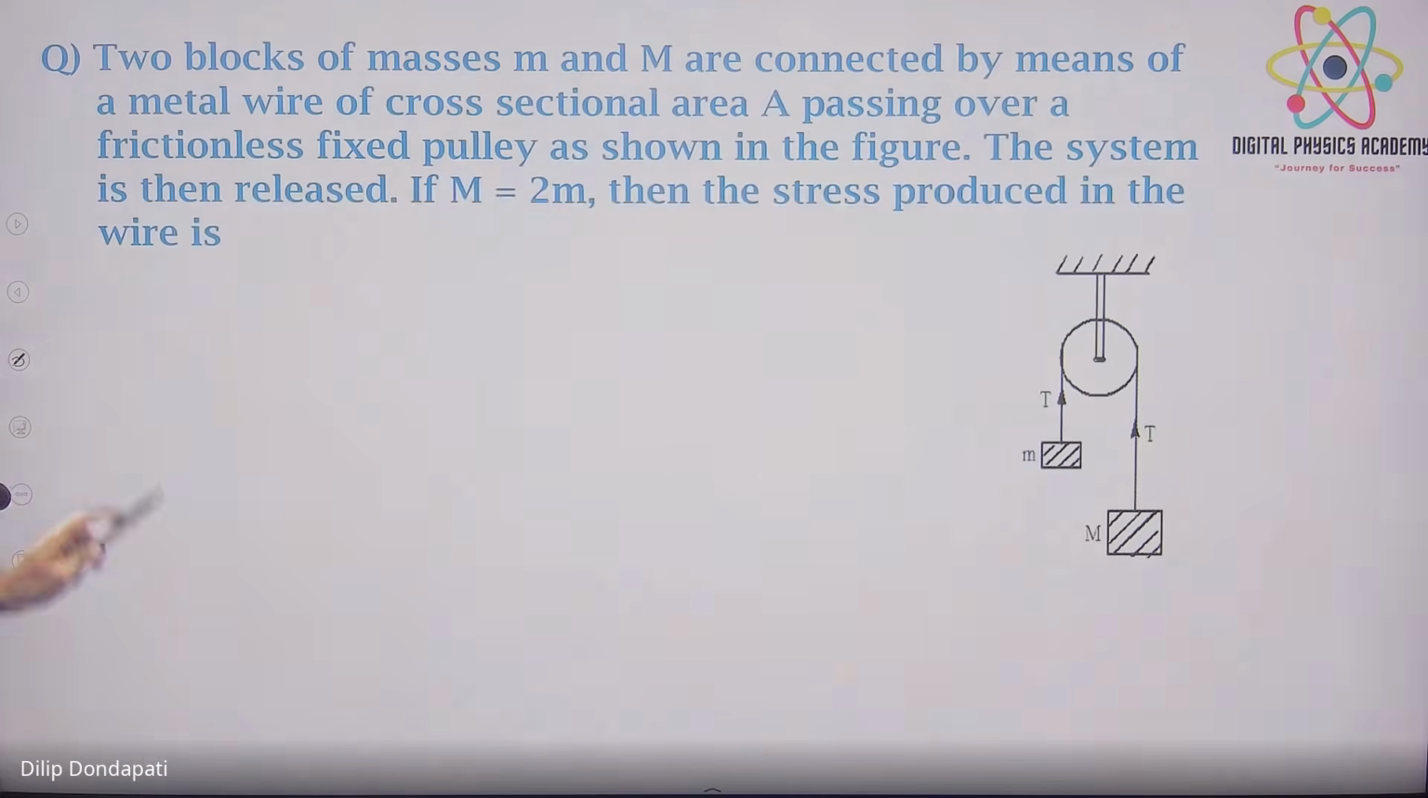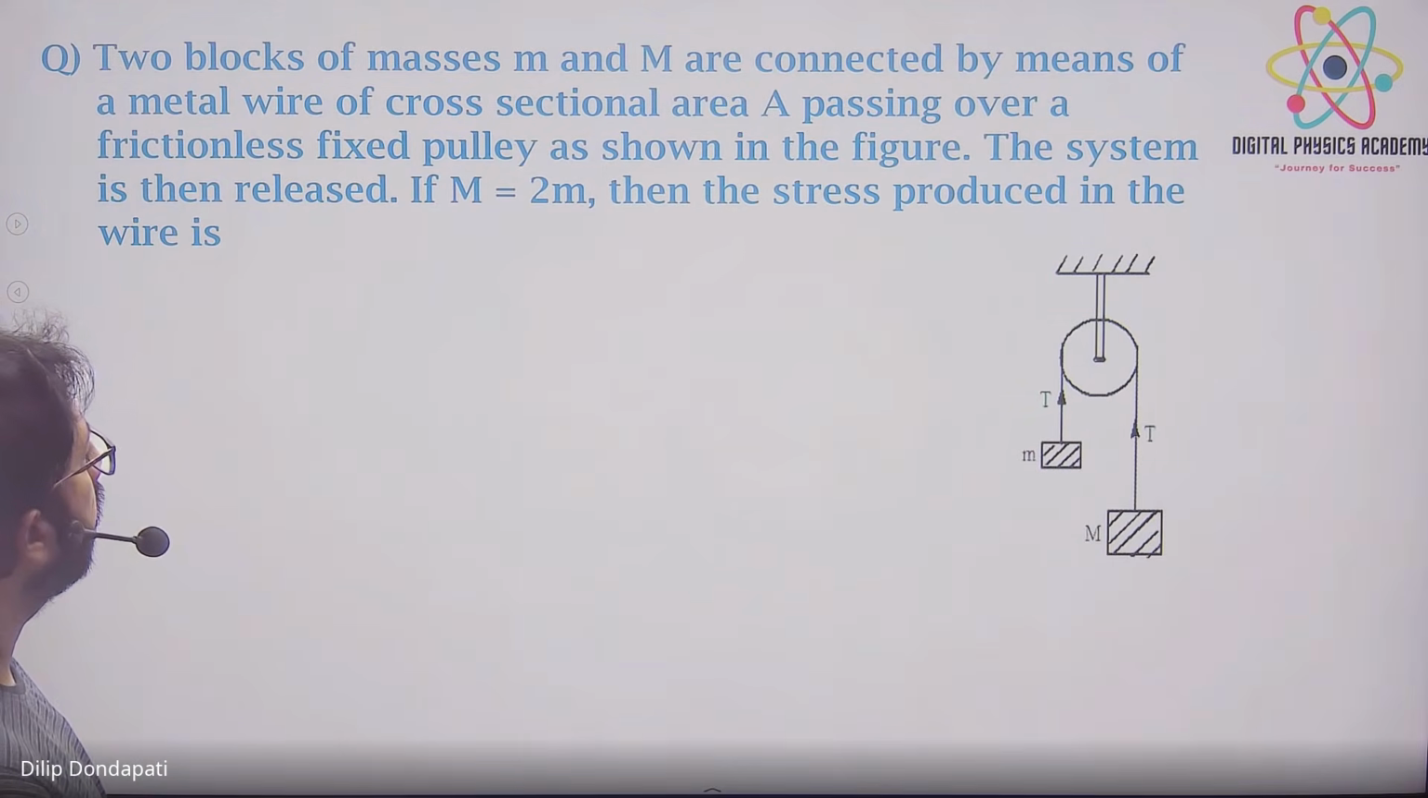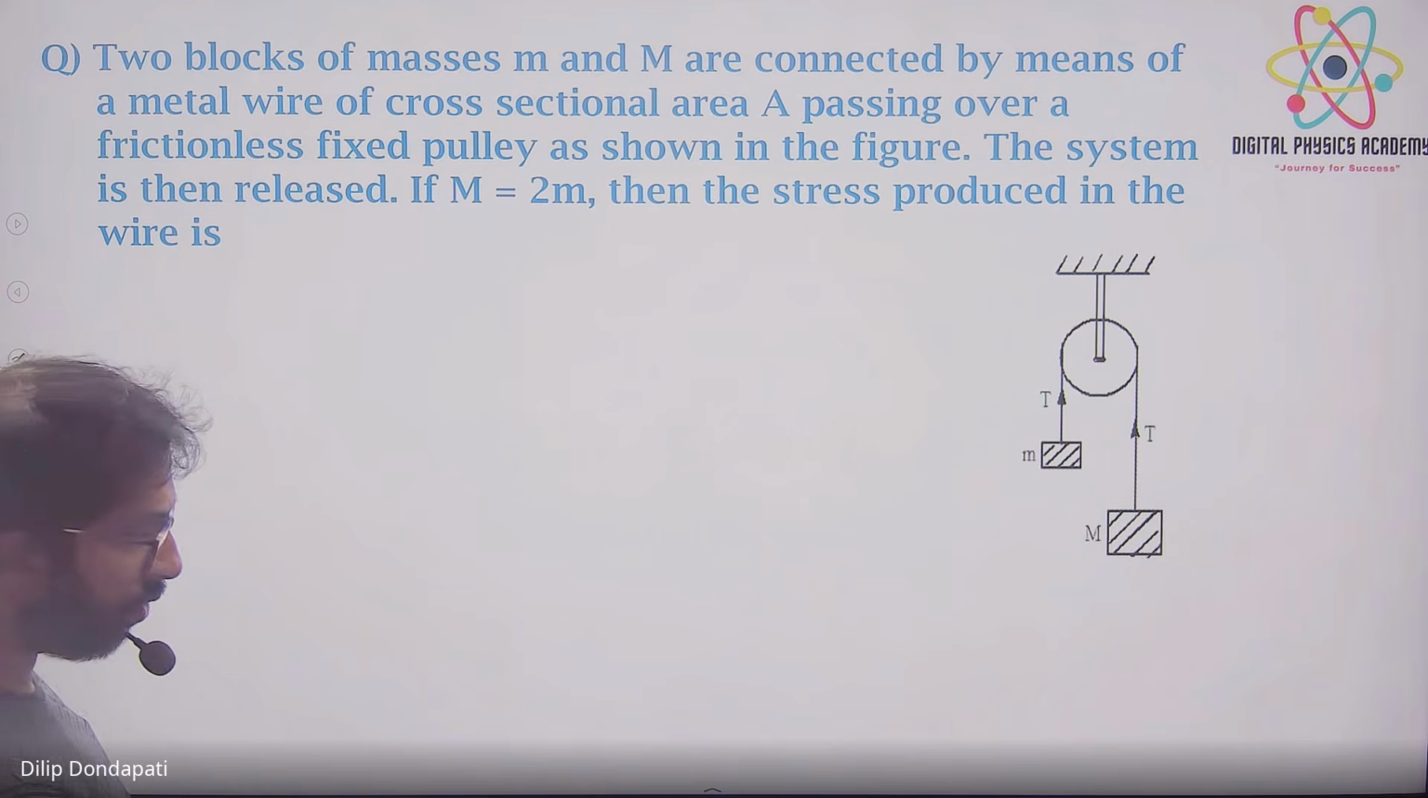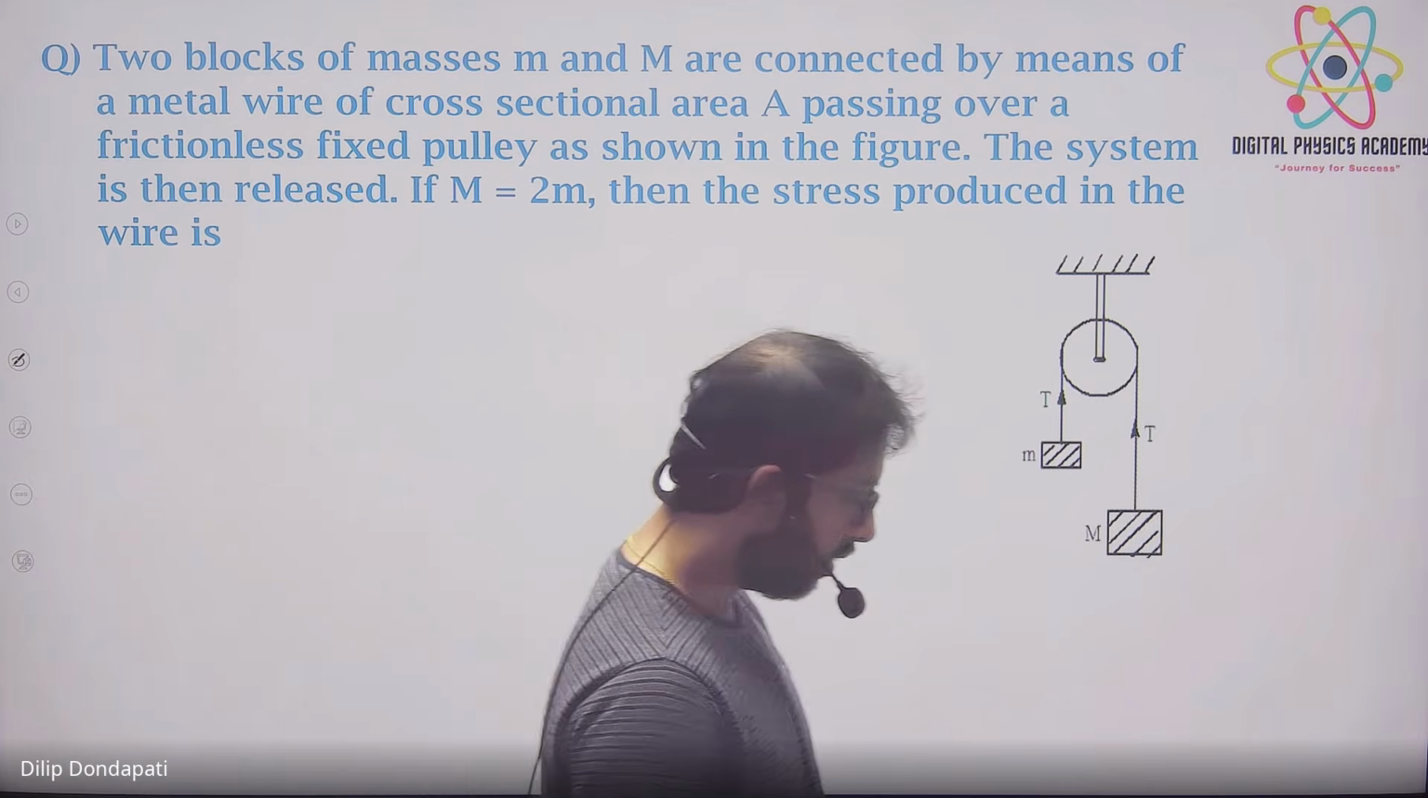Yes. Next one करो. The system is released, M is 2M, capital M, then stress produced by the wire is how much? In terms of variables, it is asking, the options.